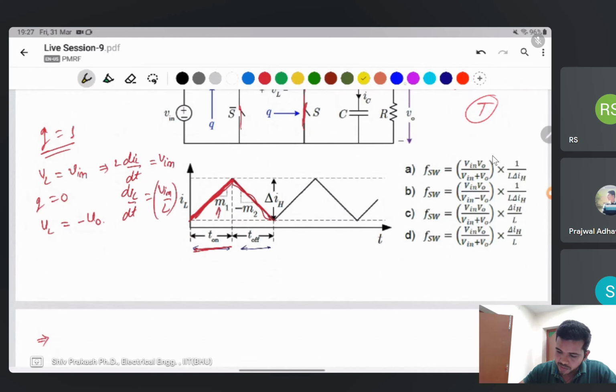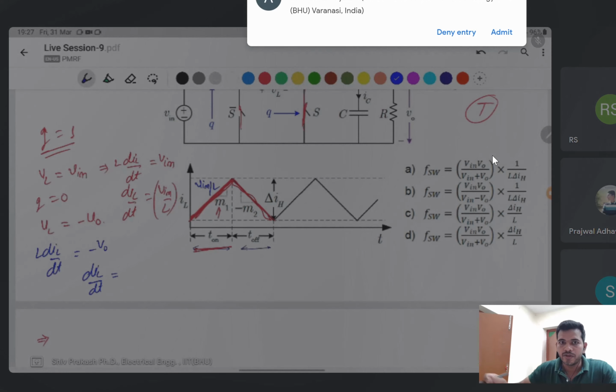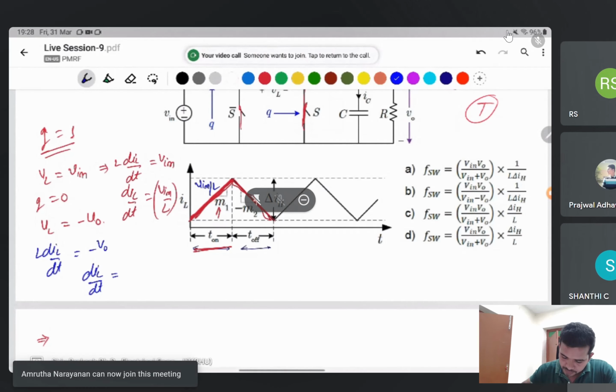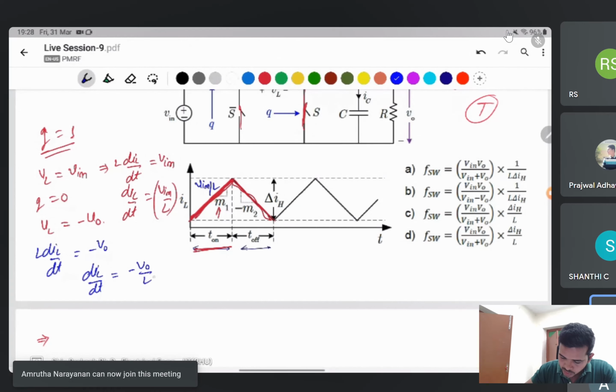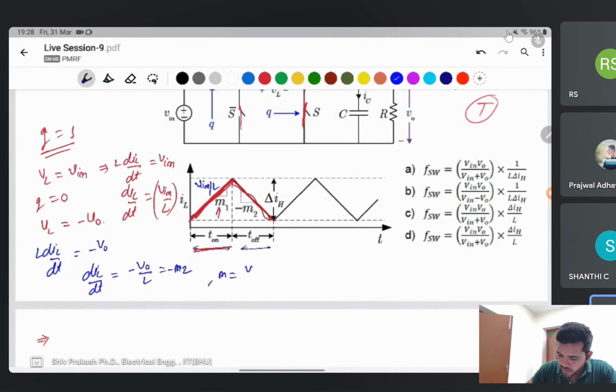M1 is V in divided by L. Same thing if you focus here, VL is L di by dt, which is minus V naught. Then dIL by dt is the slope, as dy by dx is the slope. So the slope is minus V naught by L. This one is denoted as minus M2. Then M2 is V naught by L and M1 is V in by L. This is denoted on the inductor current.